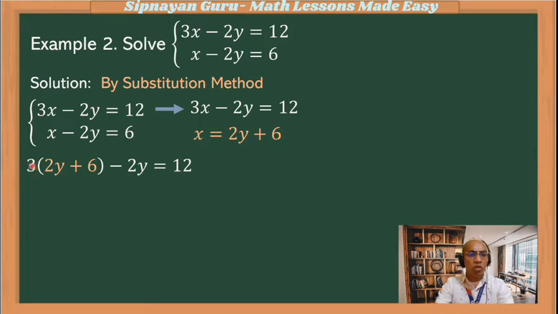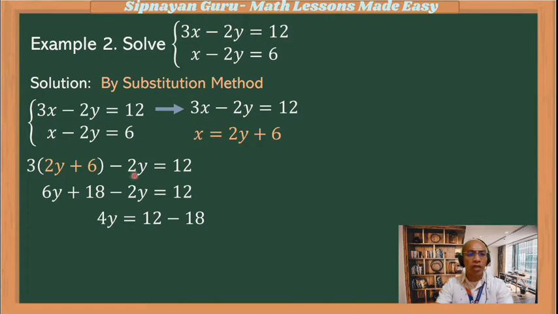Further simplification, distributive property: 3 times 2y is 6y. Then 3 times 6 is +18. Then minus 2y is equal to 12. 6y and 2y are like terms. 6y minus 2y is +4y.